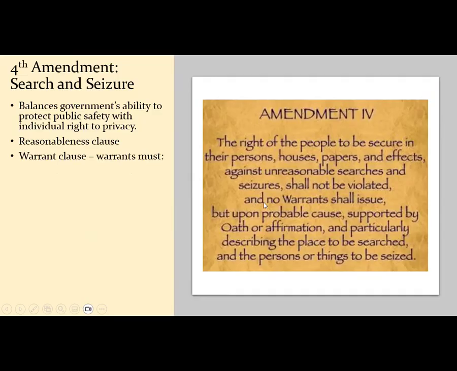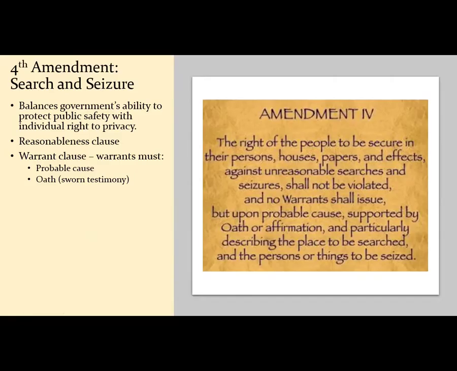There's also a warrant clause, the second one. And no warrants shall issue but upon probable cause, supported by oath or affirmation, and particularly describing the place to be searched and the persons or things to be seized. So that warrant clause requires that warrants must be based on probable cause. So what is probable cause? Probable cause means a reasonable belief that a crime has been committed or evidence will be found. So a warrant must be supported by that reasonable belief that a crime has been committed or evidence will be found. So you must have probable cause supporting a warrant.